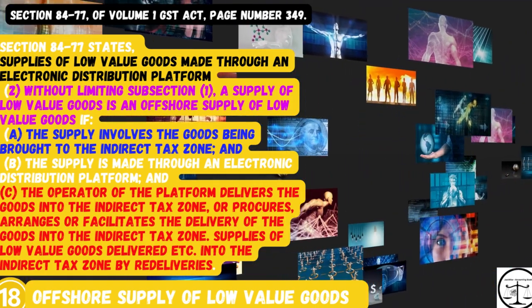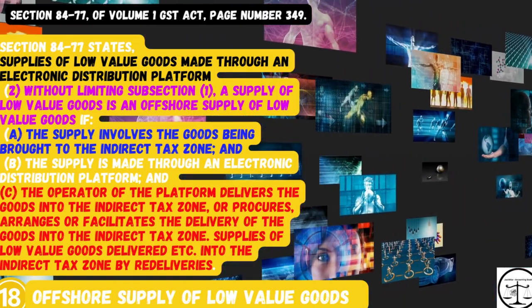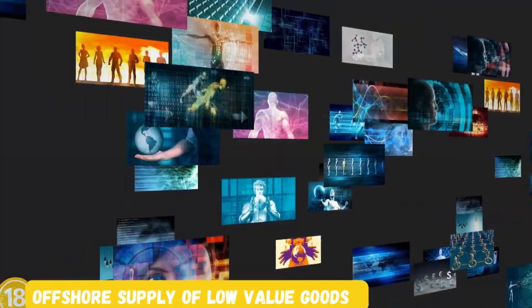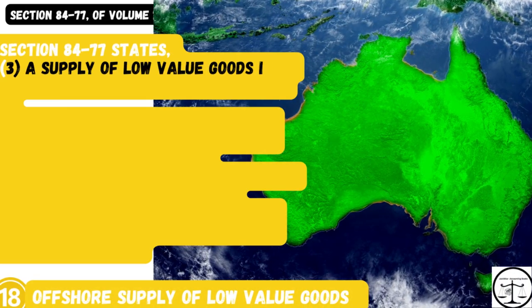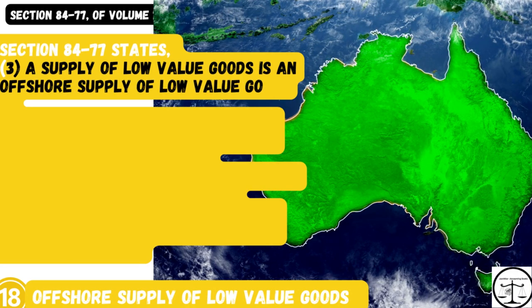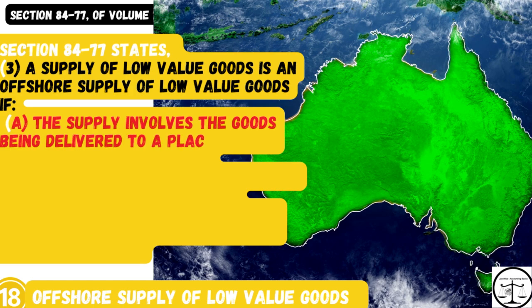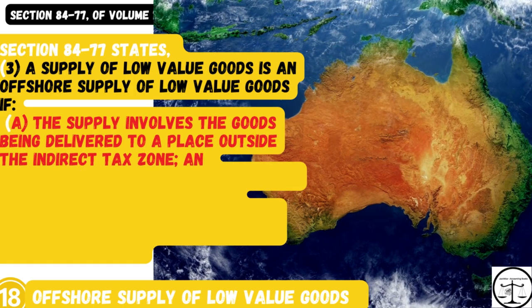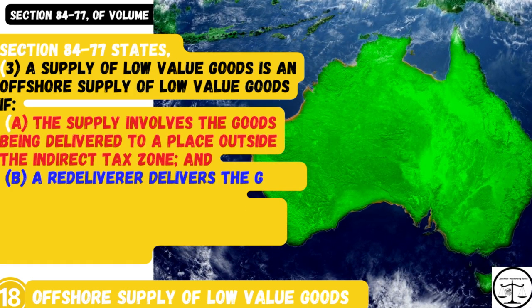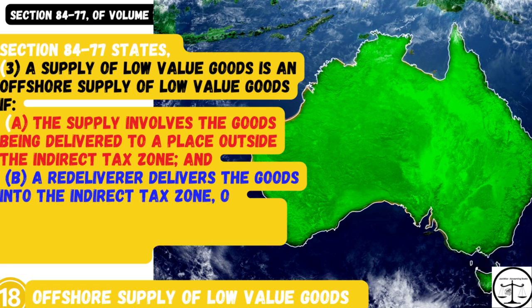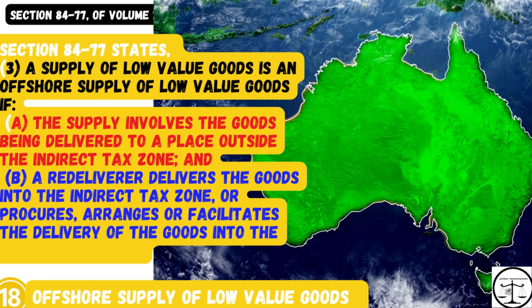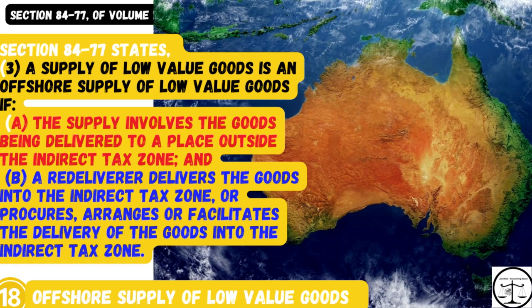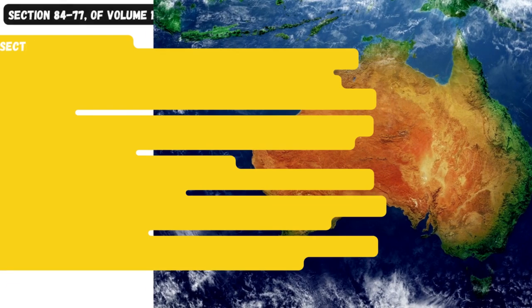Supplies of low-value goods delivered etc. into the indirect tax zone by redeliverers. 3. A supply of low-value goods is an offshore supply of low-value goods if A. The supply involves the goods being delivered to a place outside the indirect tax zone, and B. A redeliverer delivers the goods into the indirect tax zone, or procures, arranges or facilitates the delivery of the goods into the indirect tax zone.